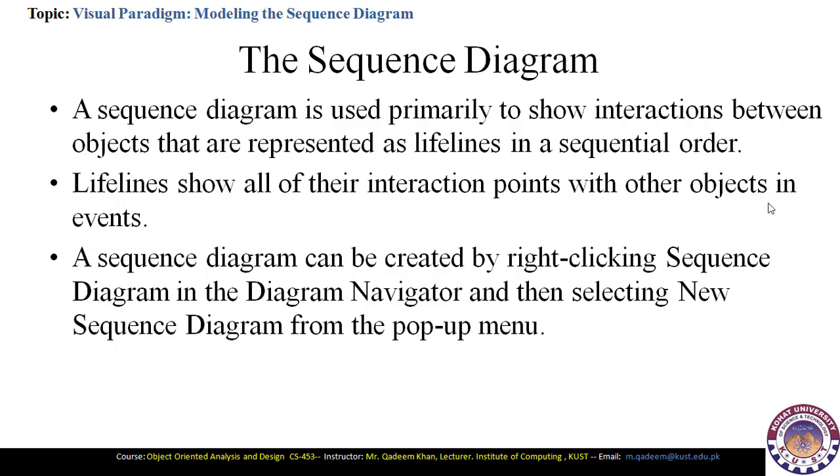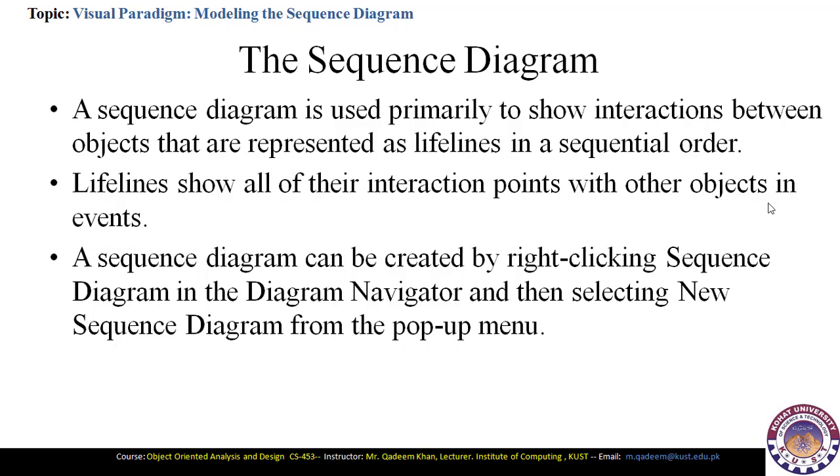A sequence diagram is used to show interaction between objects that are represented as lifelines in a sequential order. The objects are the different instances of the classes and each object has different operations. So here we represent these operations in the form of a sequence, and the sequence has lifelines. Lifelines here mean that when one function is called, its life starts.